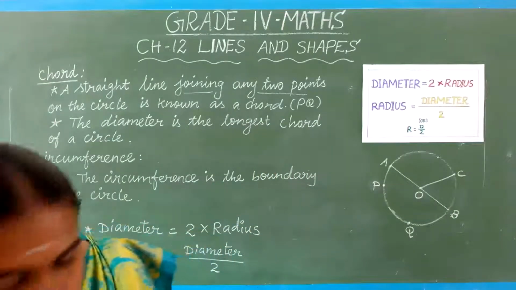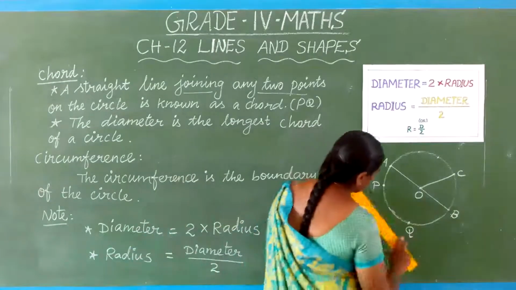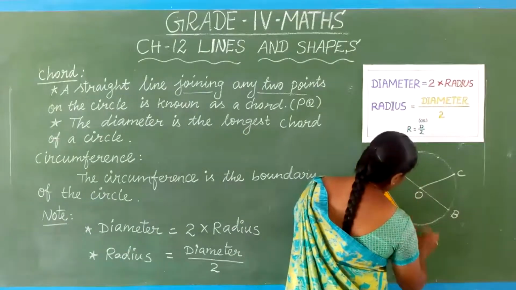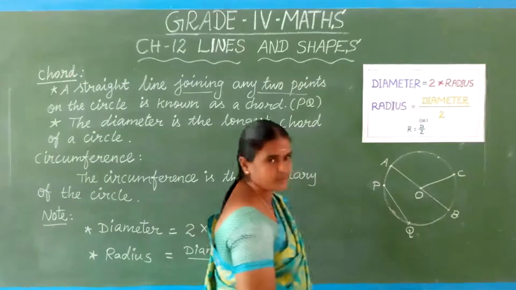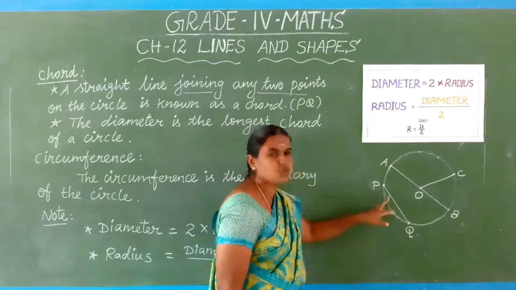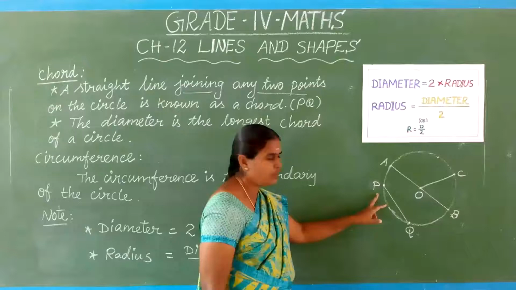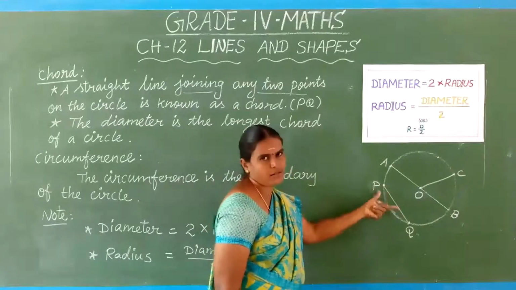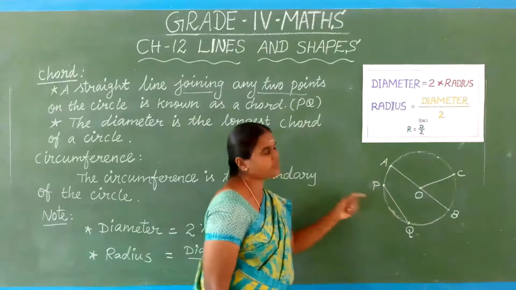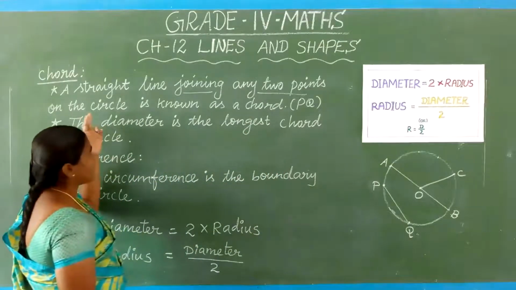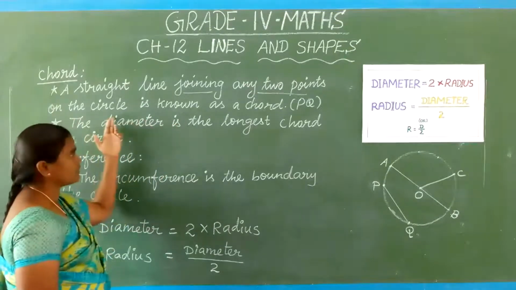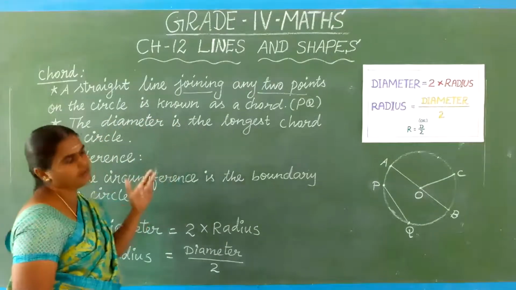Join this PQ. Use a ruler. Ruler means scale. So you take any 2 points on the circle and join these 2 points; this line is called a chord. PQ is a chord. A straight line joining any 2 points on the circle is known as a chord.